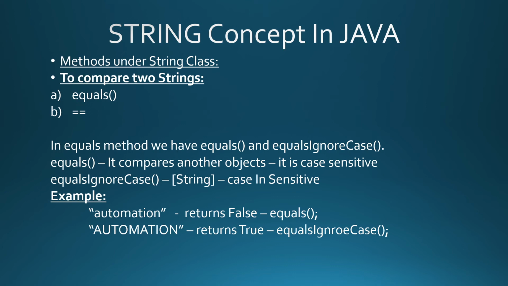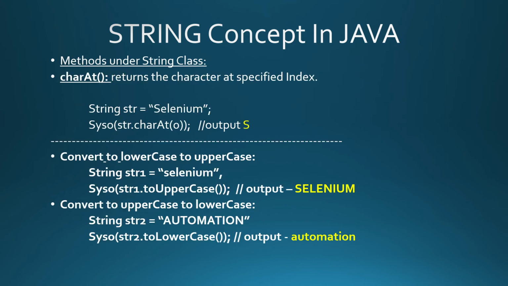Okay, so that's why we can name it case insensitive. For example, automation, here you can see automation. If I compare these two, automation and Automation, I will get false if I use the equals method. I will get true if I use equalsIgnoreCase, because we are telling it that I don't bother about the case here. If I am using the equals method, it should be exactly the same. So equals is case sensitive, and the second one, equalsIgnoreCase, is case insensitive.